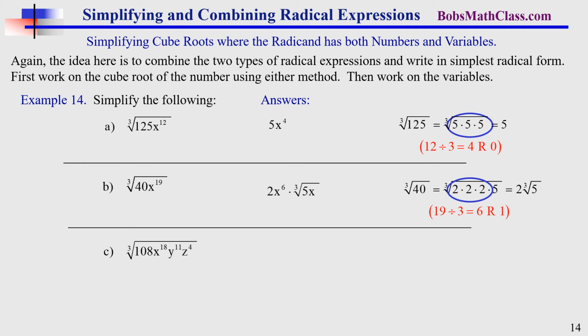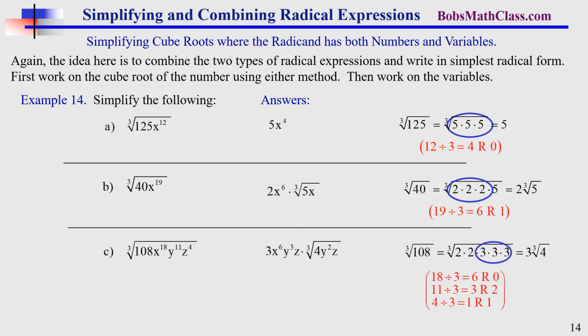Okay, one more here. Cube root of 108. Let's see, do the tree. There's 9 times 12. 9 is 3 times 3. 12 is 2 times 2 times 3. So you can see we get a 3 cube root of 4. There's 3 3's, 2 2's. A 3 is written in front, 4 inside. And then divide 3 into 18, that gives you 6, no remainder. 3 goes into 11 twice, remainder 2. And 3 goes into 4 one time, remainder 1.